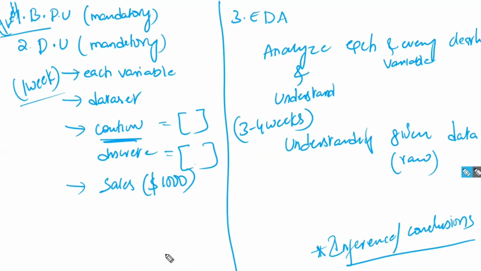Is that clear? Now, the next one is data pre-processing. Now we are moving on to data pre-processing. Open a new Jupyter notebook again. Jupyter notebook number 2. Go with Jupyter notebook number 2.